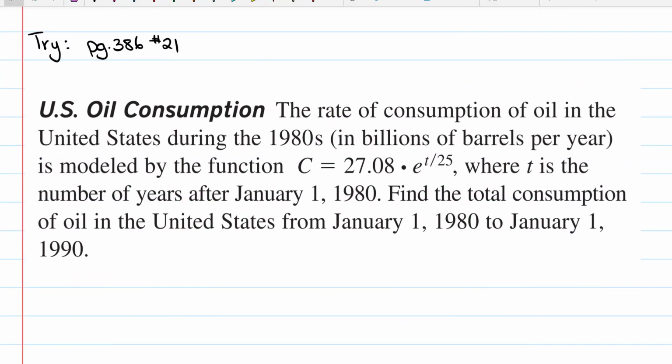Right now on your own, I want you to try the problem that's on page 386, number 21. This problem talks about oil consumption, and it says that the rate of consumption of oil in the United States during the 1980s is modeled by this function, where t is the number of years after January 1st, 1980. So it's important to note that t equals 0 is 1980. Find the total consumption of the oil from January 1st, 1980, so t equals 0, to January 1st, 1990, and this is 10 years later, so this is t equals 10. So on your own right now, try that out.